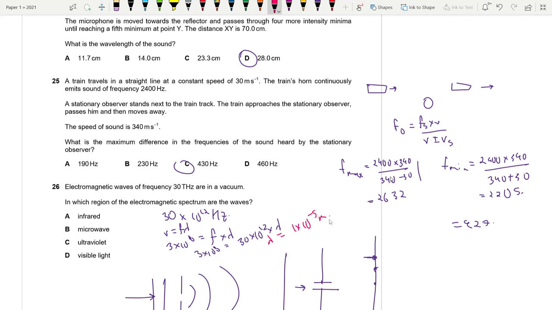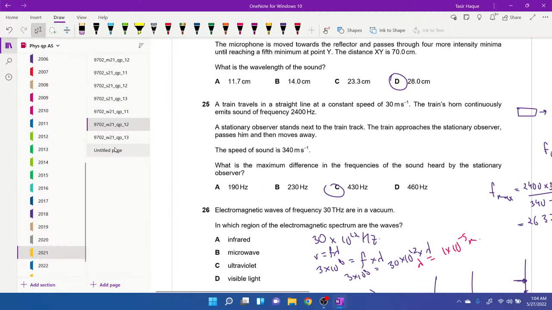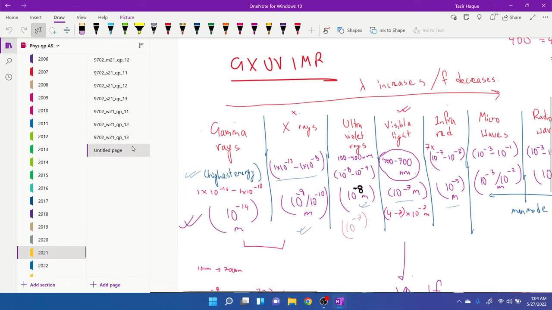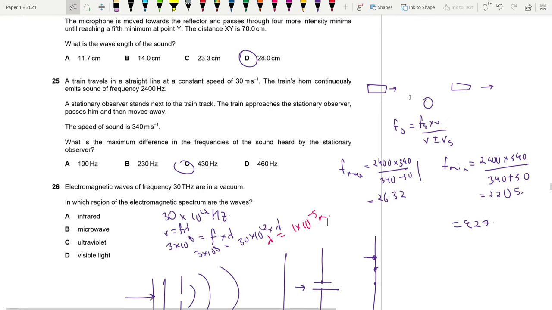Now think about it. You guys need to remember this over here, okay? This is the ultimate cheat for wavelengths. Visible light is 10 to the power minus 7. Infrared is at like 10 to the power minus 5. Okay, it's pretty straightforward. So yeah, that's it. It should be infrared. Okay, so 26 should be A.